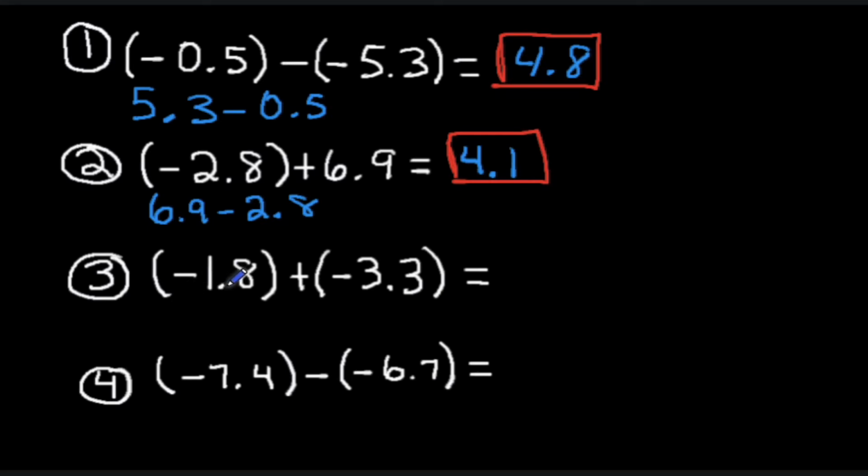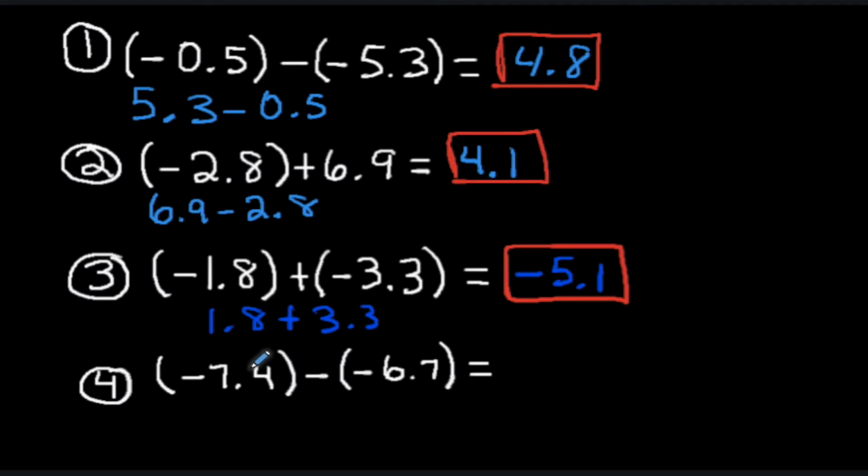Okay, so we have negative 1.8 plus negative 3.3. So we're adding two negatives together, so we know our answer is going to be negative. Okay, so at this point, you can just drop the negatives mentally and you can say, okay, 1.8 plus 3.3. Okay, plug that into your calculator. 1.8 plus 3.3, and that's equal to 5.1. But you already know it's equal to negative 5.1 because you already have your negative sign out here. Okay, so what about the next one?